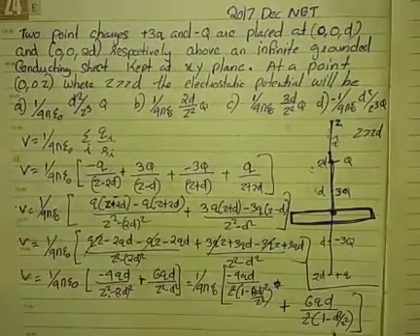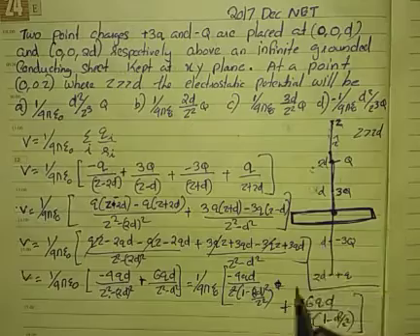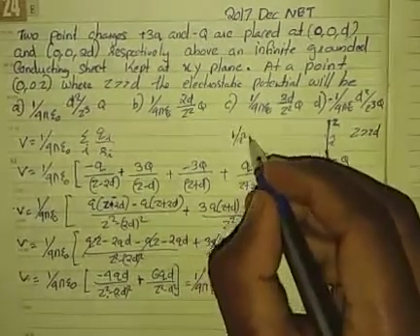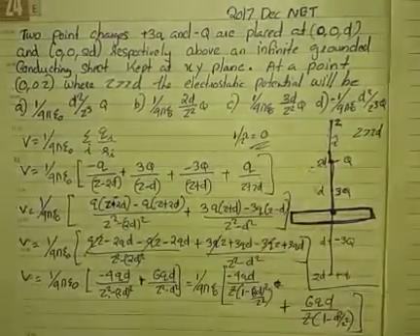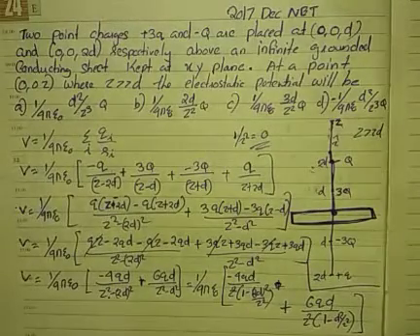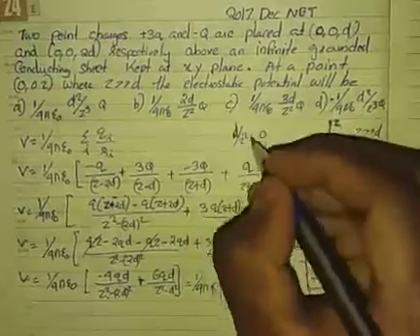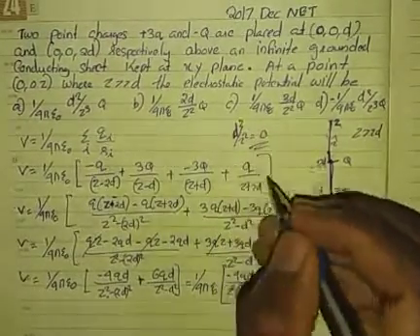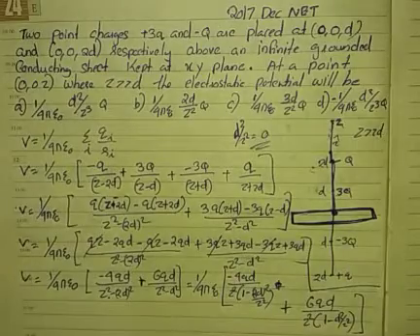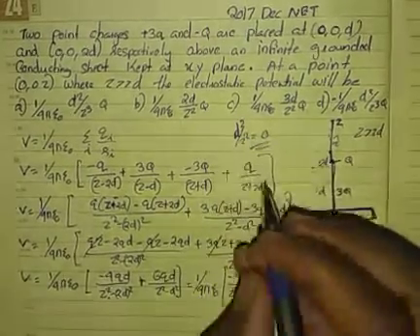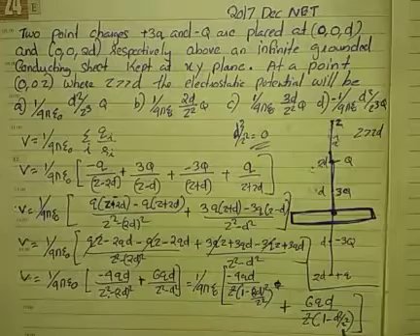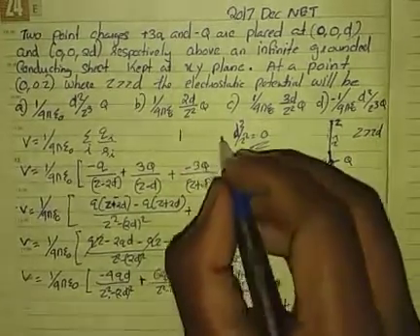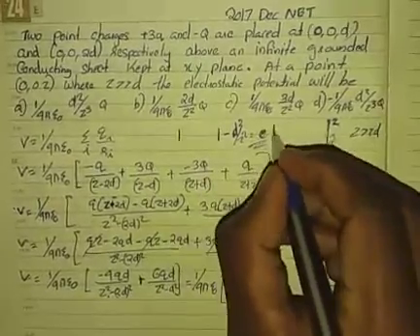Now as you know, z is much greater than d, so d square by z square will be effectively equal to 0. So in that case you can write 1 minus d square by z square will be equal to 1, because the second term will be equal to 0.